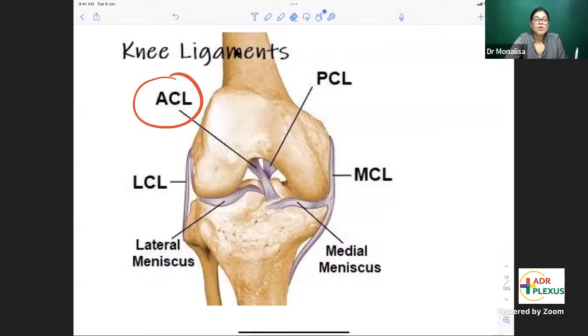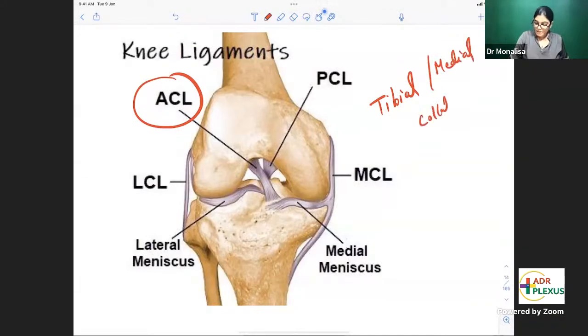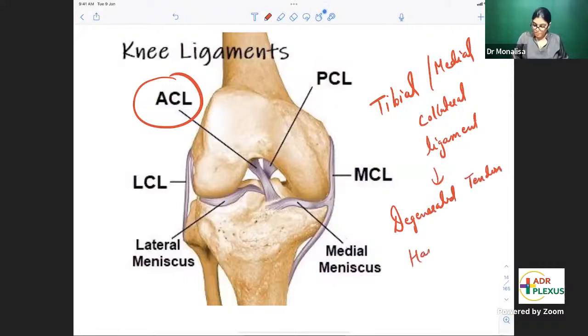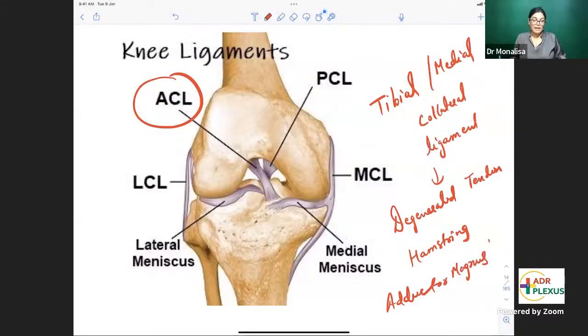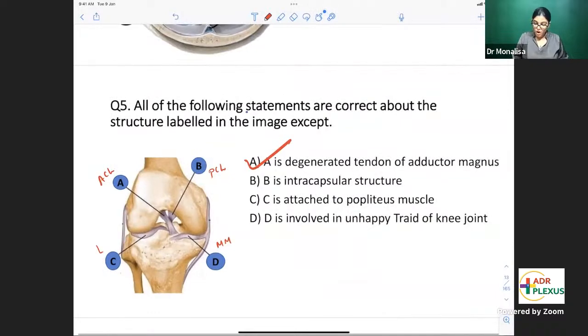MCL. It's the tibial or medial collateral ligament. Absolutely correct, Gayatri, Soumya, Vishnu. Very good. Yes, it's the tibial or medial collateral ligament, which is actually the degenerated tendon of the hamstring part of adductor magnus muscle. So definitely we have the correct answer A, and A is the wrong statement.